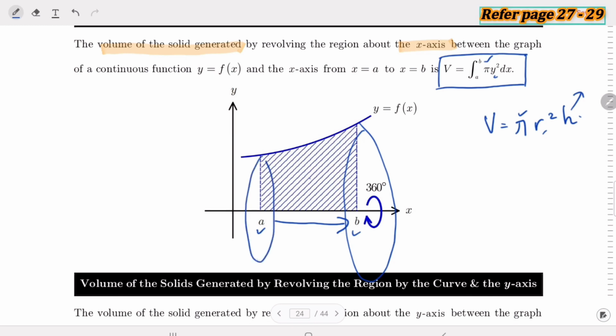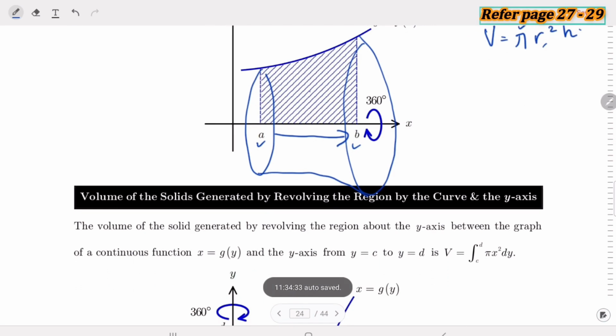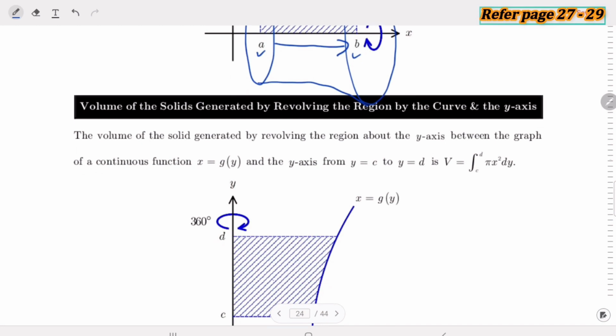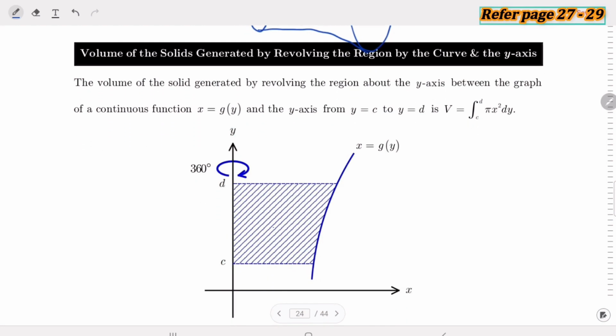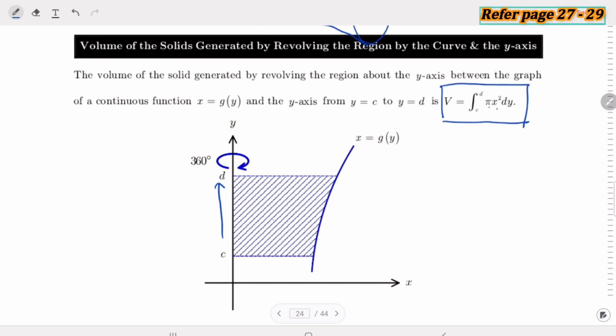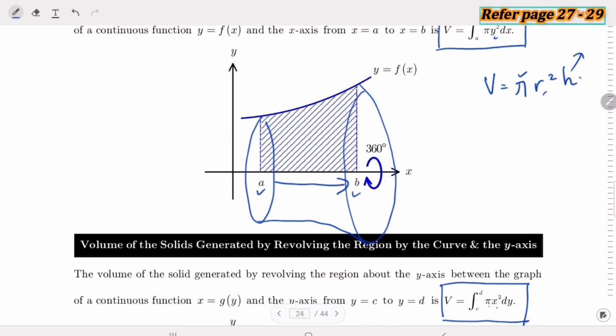Alright guys, rotated about the x-axis. So please memorize this formula. And the same goes when the volume is rotating about the y-axis. So when we go here, we see the formula is V equals the integral from c to d of pi x squared dy. From these two formulas, the difference is only at the function.